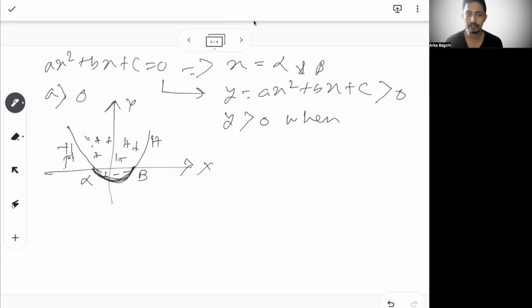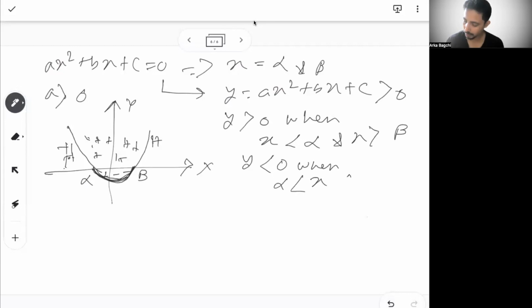So y is greater than 0 when x is less than alpha and x is greater than beta, and y is less than 0 when x lies between alpha and beta. So this is what you need to figure out, basically when the graph is downward.